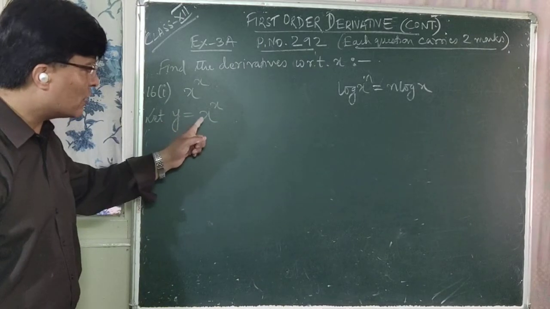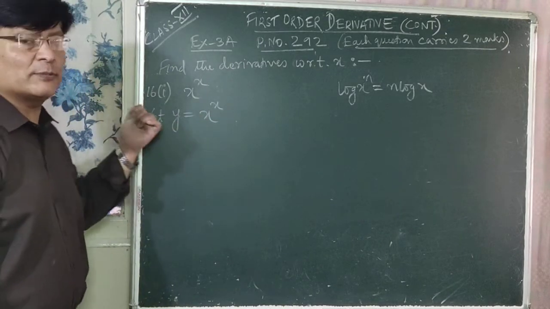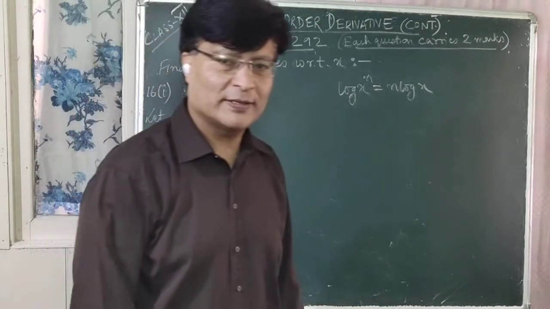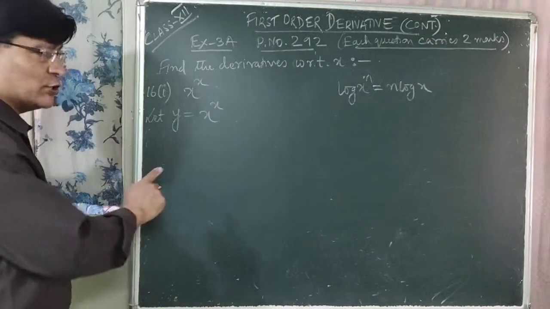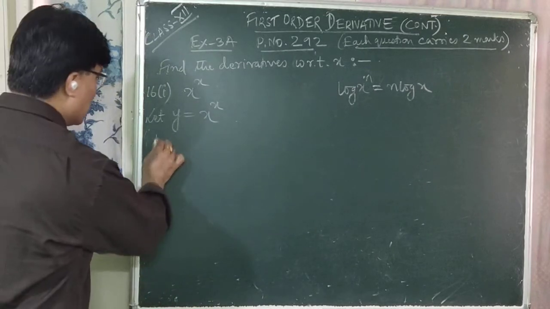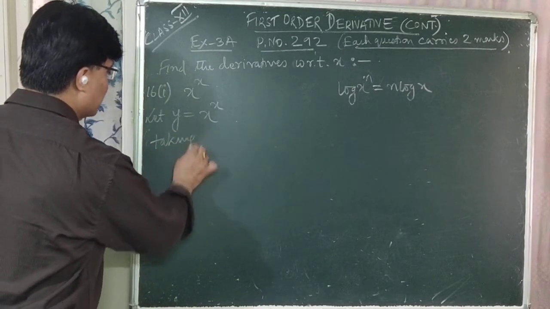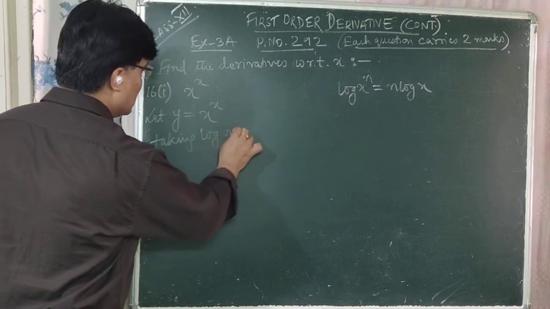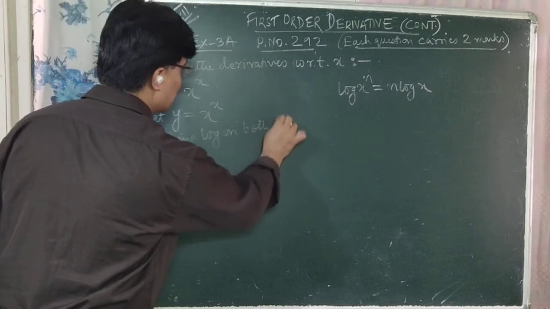So if you take logarithm on the right hand side, you should take logarithm on the left hand side also. Is that clear? So let us assume y is equal to x to the power x. Now write down, taking log on both the sides.